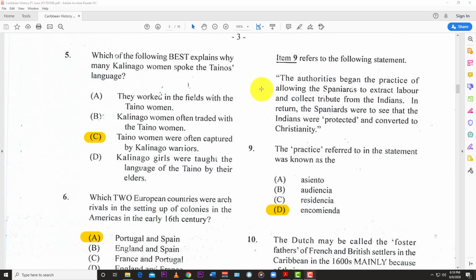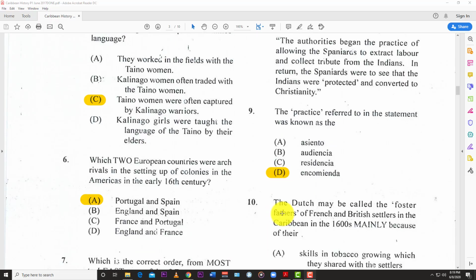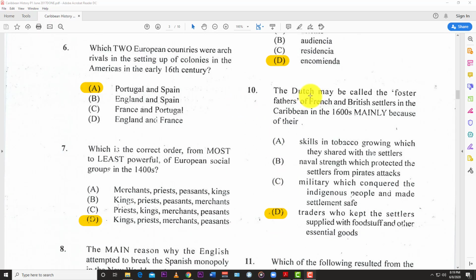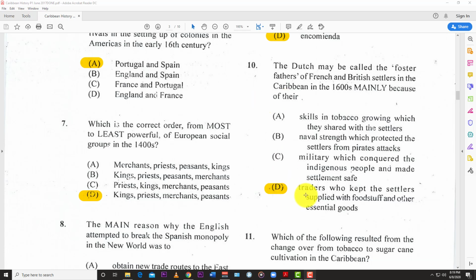Number 9, item 9 refers to the following statement. The authorities began the practice of allowing the Spaniards to extract labor and collect tribute from the Indians. In return, the Spaniards were to see that the Indians were protected and converted to Christianity. Number 9, the practice referred to in the statement was known as, and the answer is D, the encomienda system. The encomienda system. Number 10, the Dutch may be called the foster fathers of the French and British settlers in the Caribbean in the 1600s, mainly because of their, and the answer is D, they were traders who kept the settlers supplied with foodstuff and other essential goods.